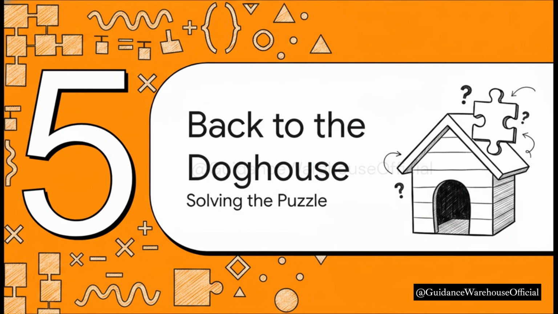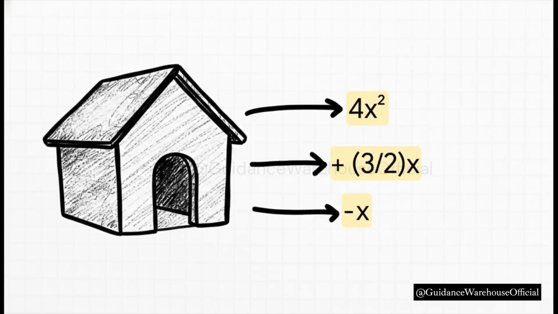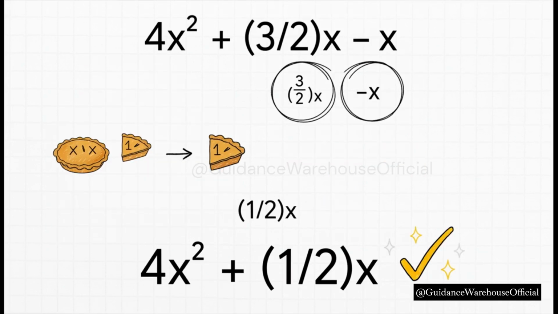Super clean. Okay, we have defined what polynomials are. We've added them, we've subtracted them, we've multiplied them. I think it's safe to say we have all the tools we need. So let's head back to that doghouse. Remember where we started? The total area we need to paint is the area of the big square plus the area of the triangle on top minus the area of the door we're cutting out. When we plugged in the formulas for those shapes, we ended up with this expression, 4x squared plus 3/2 x minus x. And now, after everything we've talked about, this should look way less scary.